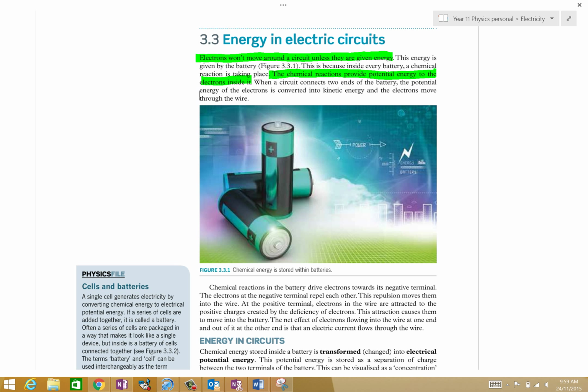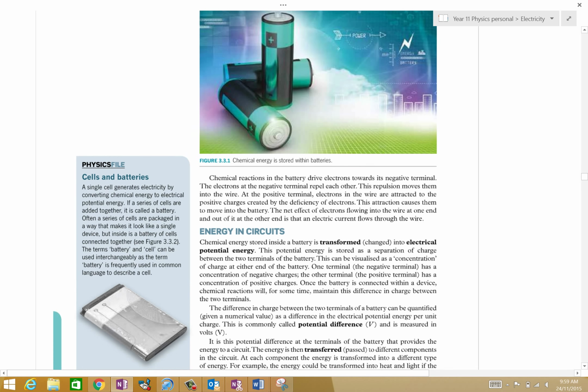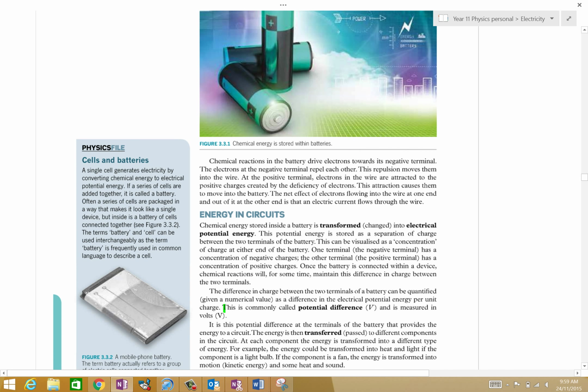Now this is commonly called the potential difference. So when we say voltage, it's also the potential difference. So the question could say, find what is the potential difference? It's asking you to find exactly the same thing. So this is commonly called potential difference and is measured in volts.